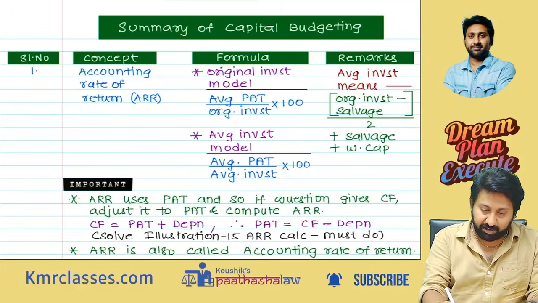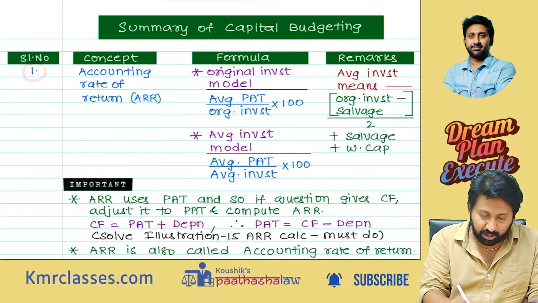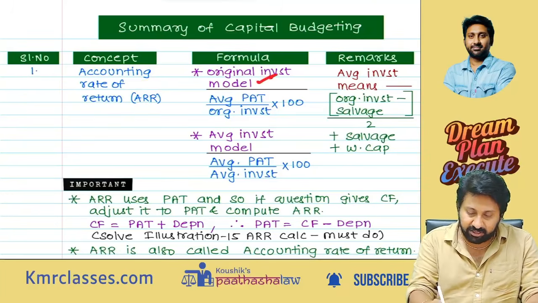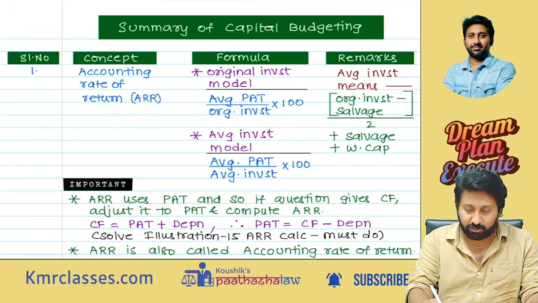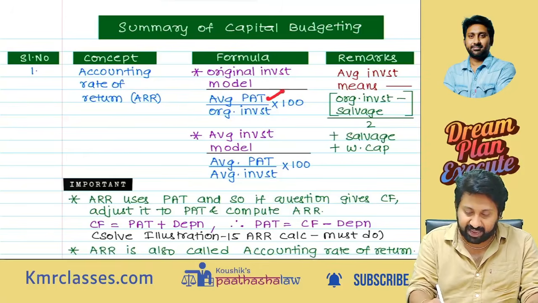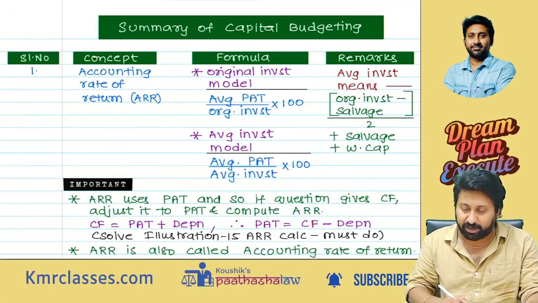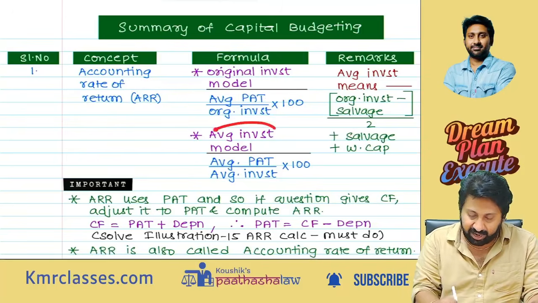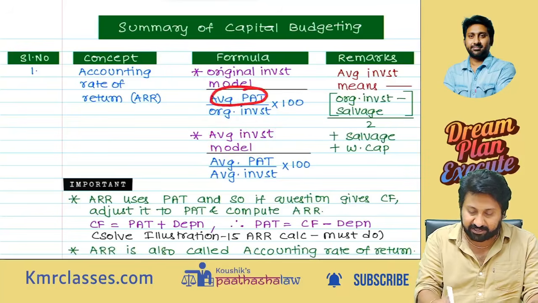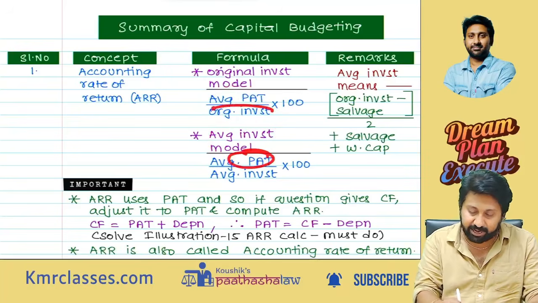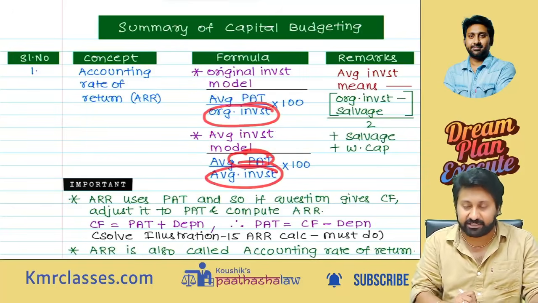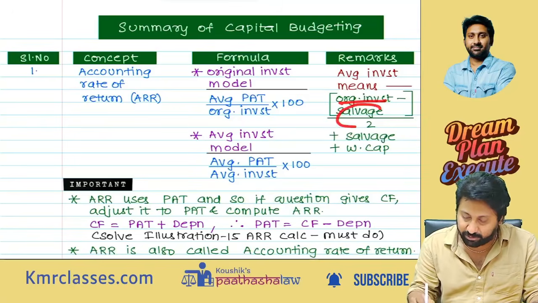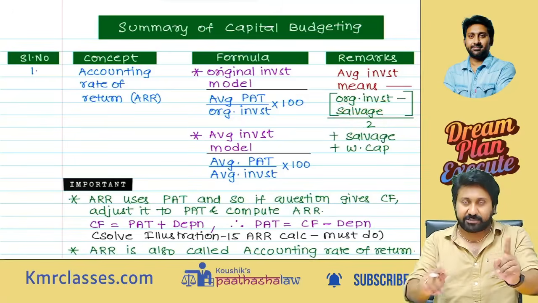Capital budgeting formula revision. First concept: accounting rate of return, ARR. Formula: original investment model and average investment model. If you are using the original investment model, the formula is average profit after tax by original investment into 100. Second, the average investment model: only average PAT is taken, but instead of original investment we take average investment. What is average investment? Original investment minus salvage value, divided by 2.